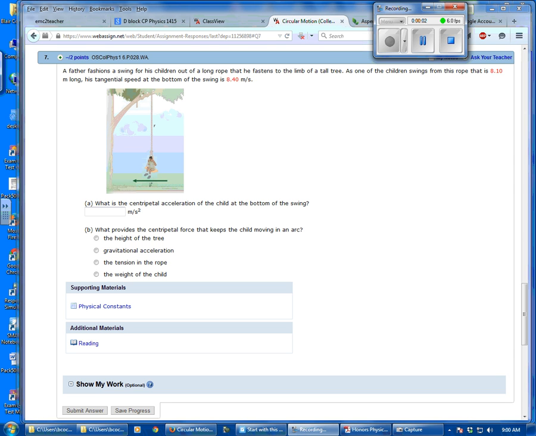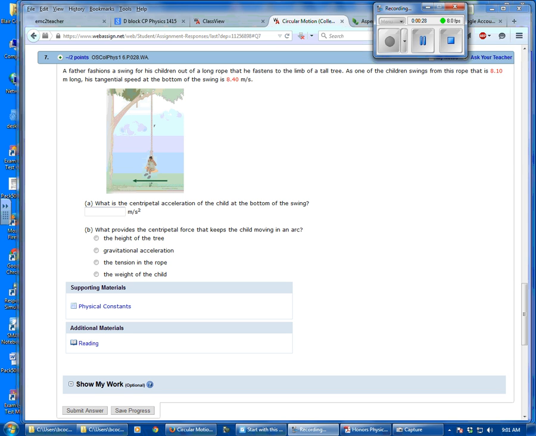Alright, so we're going to start with number 7, where you've got this kid on a swing, and they want to know the centripetal acceleration at the bottom of the swing, and what provides the centripetal force that keeps the child moving in the arc. So, technically the force is mentioned, and that's why you would need a force diagram in your picture.